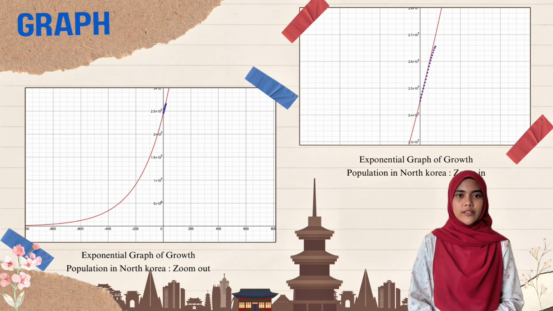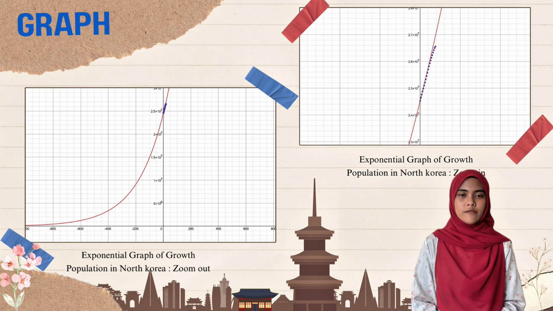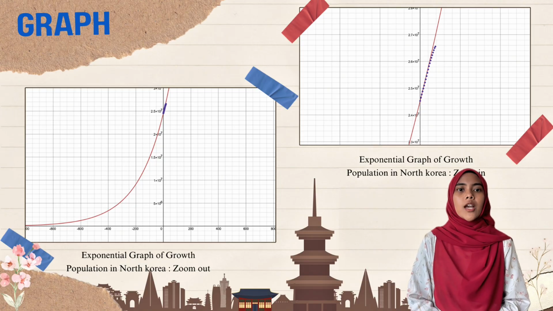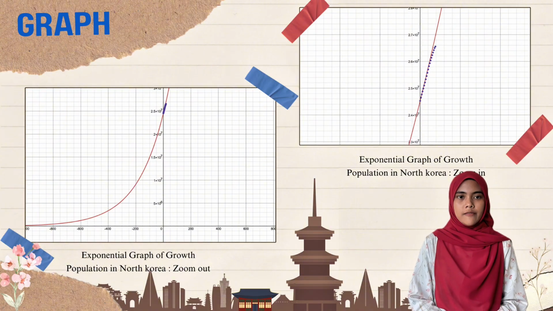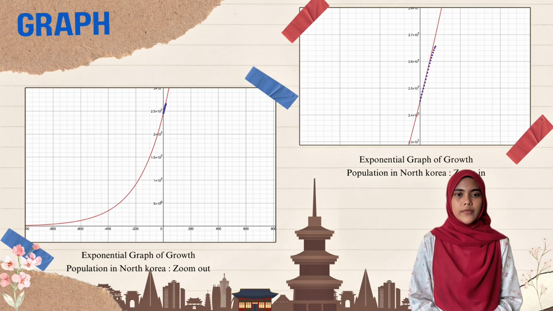Firstly, from the tabulated data, we managed to plot the graph by using 20 data points of the population in North Korea using the Desmos software. We also graphed the equation using Desmos. The red curve represents our exponential model and the purple dots represent the actual population data of North Korea from the table. If you look closely, the dots almost perfectly match the red curve. That means our equation fits the real data really well.